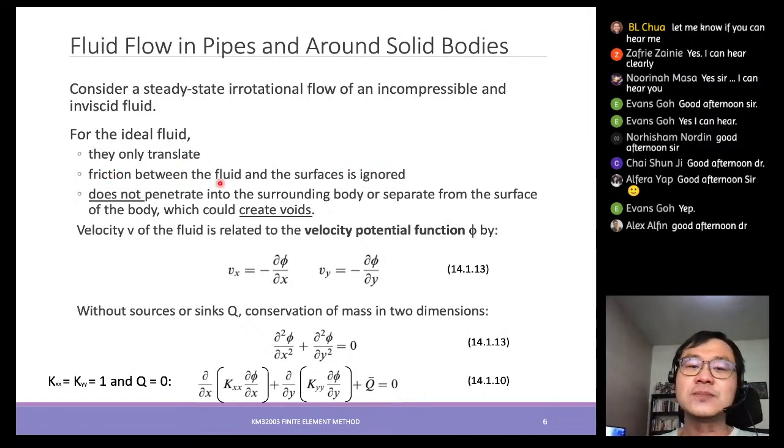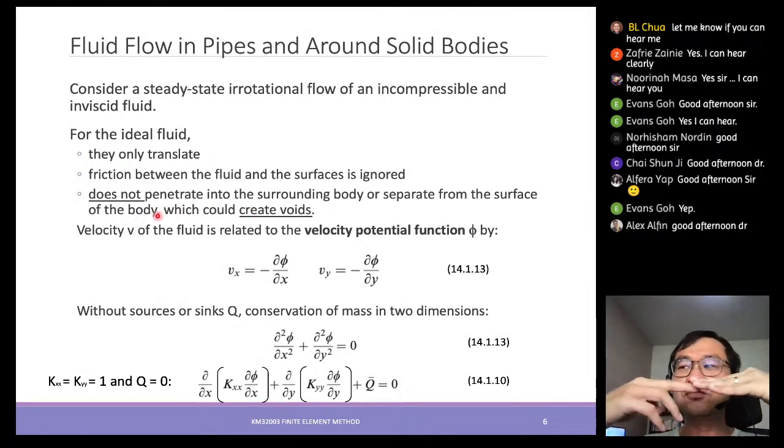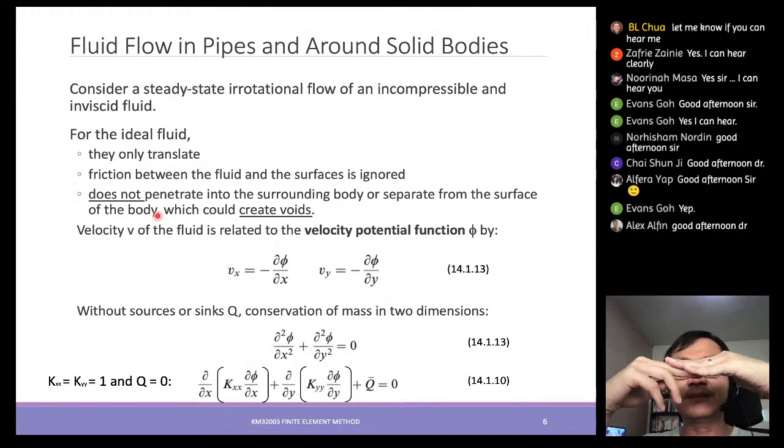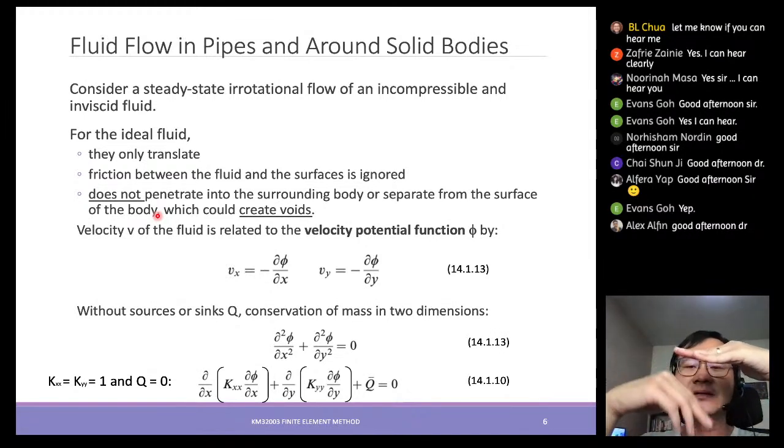Okay, then frictions between the fluid and the surface can be ignored, most of the time. Even though in reality there are frictions, in our calculations we assume there are no frictions, and the fluid will not penetrate through the surface of the body. Meaning to say, if you have a pipe, the fluid will flow along the surface. It will not suddenly penetrate out or separate from the surface.